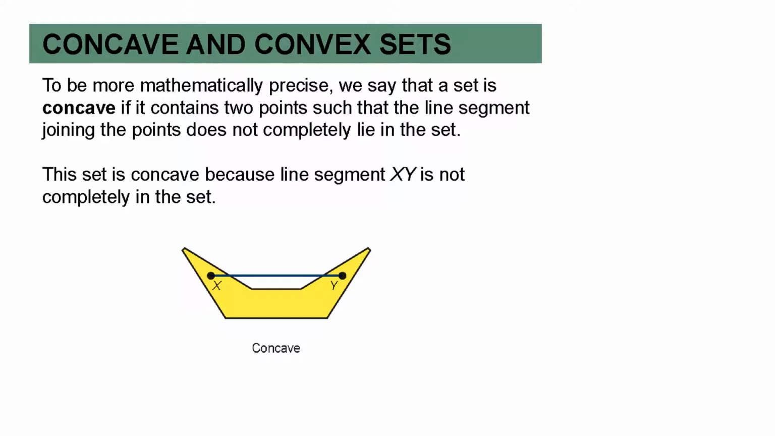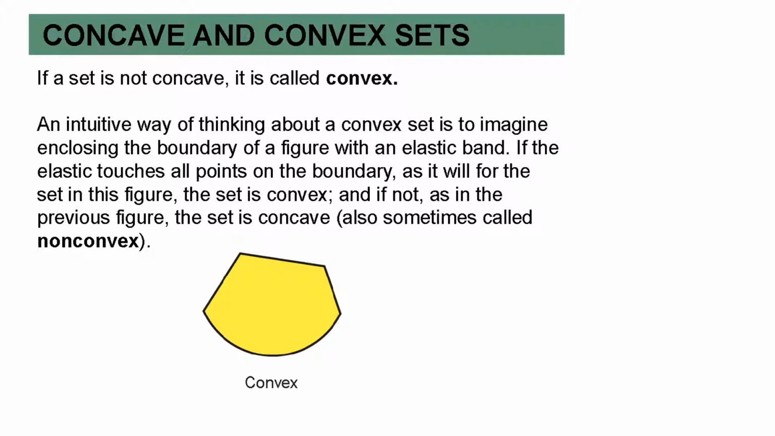So a figure is going to be concave if I can find 2 points, okay, I can find 2 points, and when I connect the line segment between them, I'm going outside of the figure. The same thing here. If you can do that, then your planar region is concave, and it looks caved in. If a figure is not concave, we call it convex. And here, it doesn't matter any 2 points you pick that are within the region. The line segment that contains them is also going to be in the region.